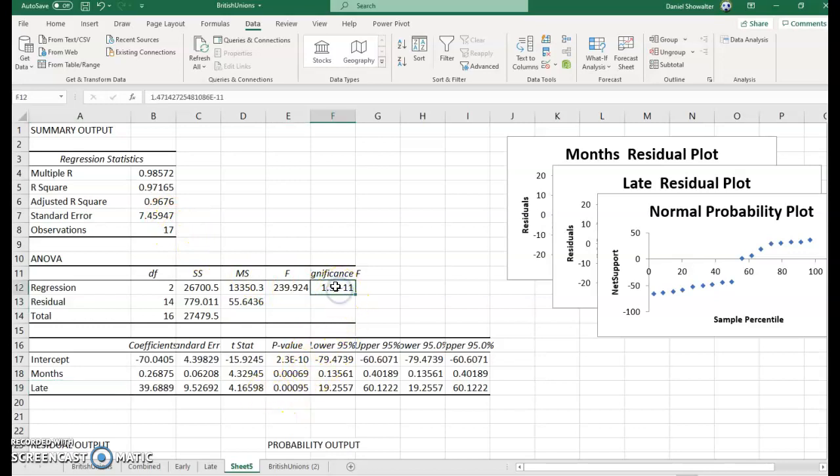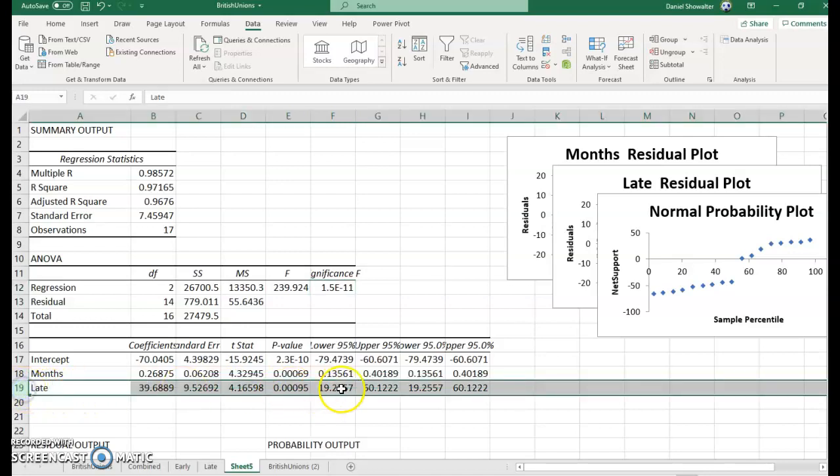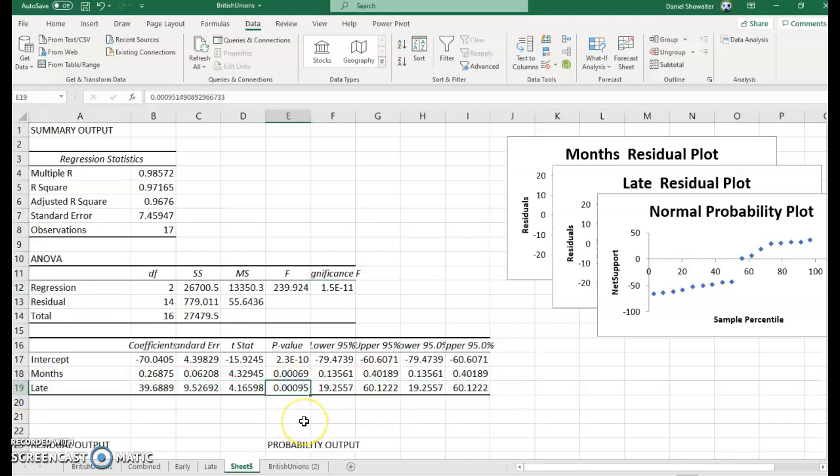And we're no longer looking at this now because the model as a whole is probably going to be significant with months in there. We already saw that months is a very powerful predictor. But that addition of late, to see if that was a significant addition, we're looking right here, and indeed it was a significant addition to the predictive power of our model.